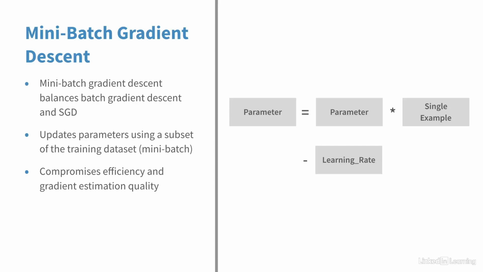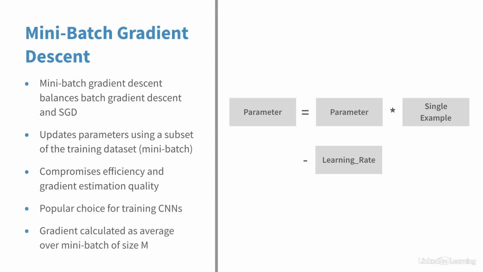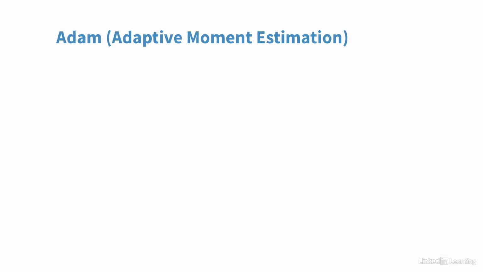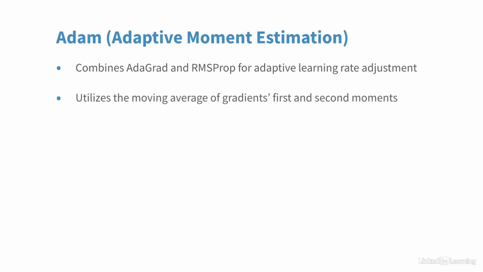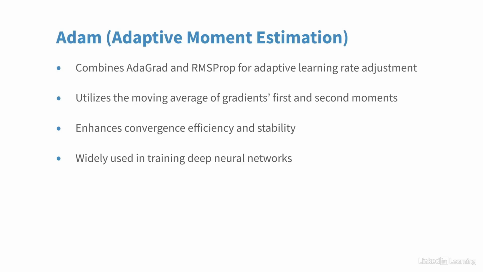In addition to these basic gradient descent variants, there is a popular adaptive learning rate method that can further improve the optimization process called ADAM. ADAM is an optimization algorithm that combines the advantages of two other adaptive learning rate methods, ADAGRAD and RMS-prop, which we're not going to discuss here. ADAM adjusts the learning rate for each parameter based on the moving average of the gradient's first and second moments, allowing for a more efficient and stable convergence. ADAM is a widely used optimization algorithm for CNNs due to its adaptive nature and robust performance.